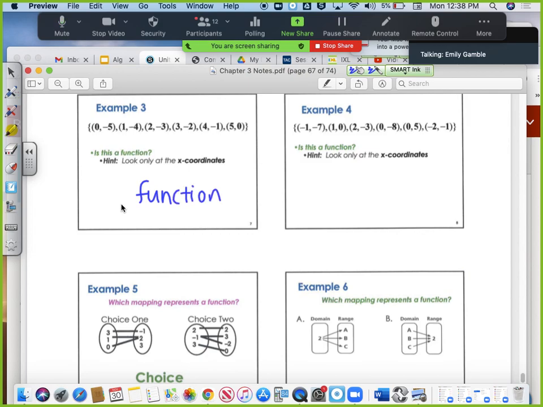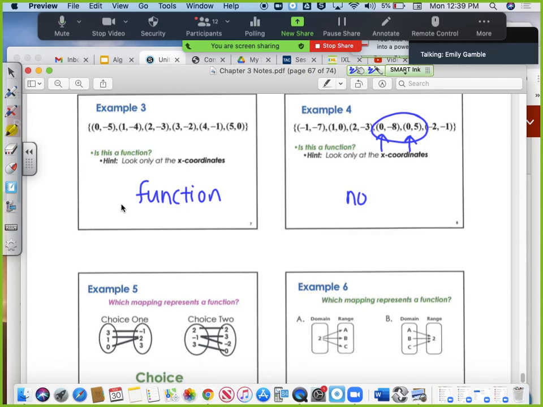Example 4. I'm looking at only the x values. Is example 4 a function? No. What number repeats? 0. Exactly. Right here, the zeros repeat, and you cannot have 2 of the same x values. Not a function. So let's write no.